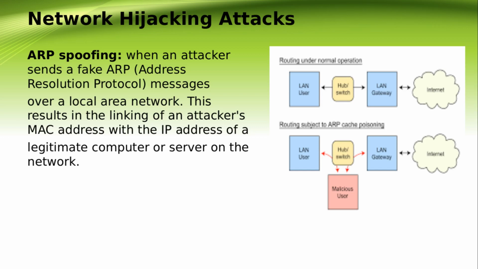So you can also see in the ARP spoofing pictures the routing under normal operations. The normal operation is the communication between LAN users and the LAN gateway. There's a hub switch, so there's a direct connection. After ARP poisoning, you can see the malicious user still gains access in both ways. So that is ARP spoofing.